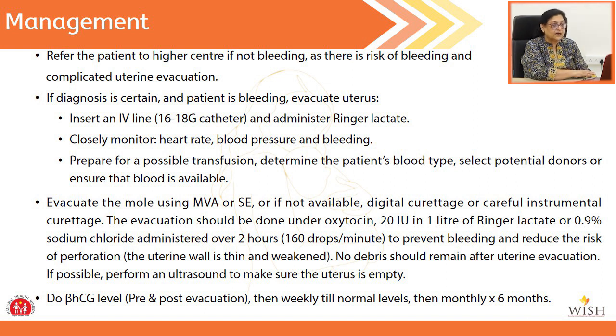Again, insert a large bore cannula, 16 to 18 gauge, start an IV line, administer Ringer lactate. To the Ringer lactate, you can add 15 to 20 units of oxytocin. Monitor the patient's heart rate, blood pressure, and bleeding, and prepare for a possible transfusion. The mole can usually be evacuated if you've got multiple manual vacuum aspirators. Keep 2 loaded or 3 loaded, or if you've got an electric suction machine, the mole can be removed by suction evacuation.